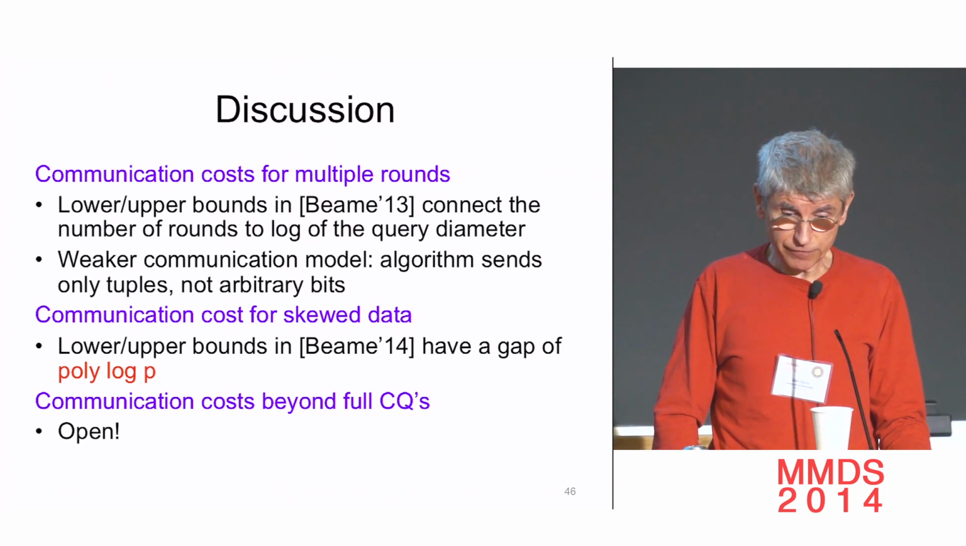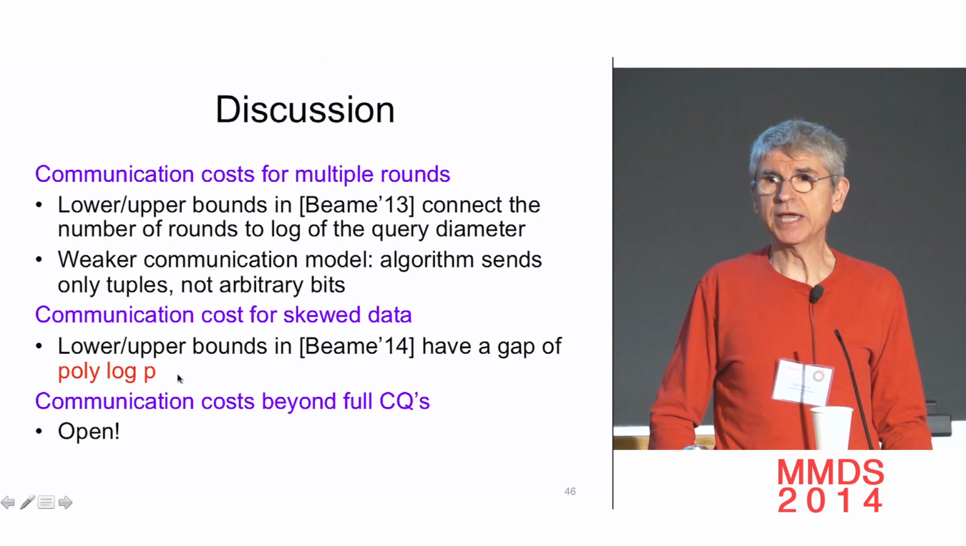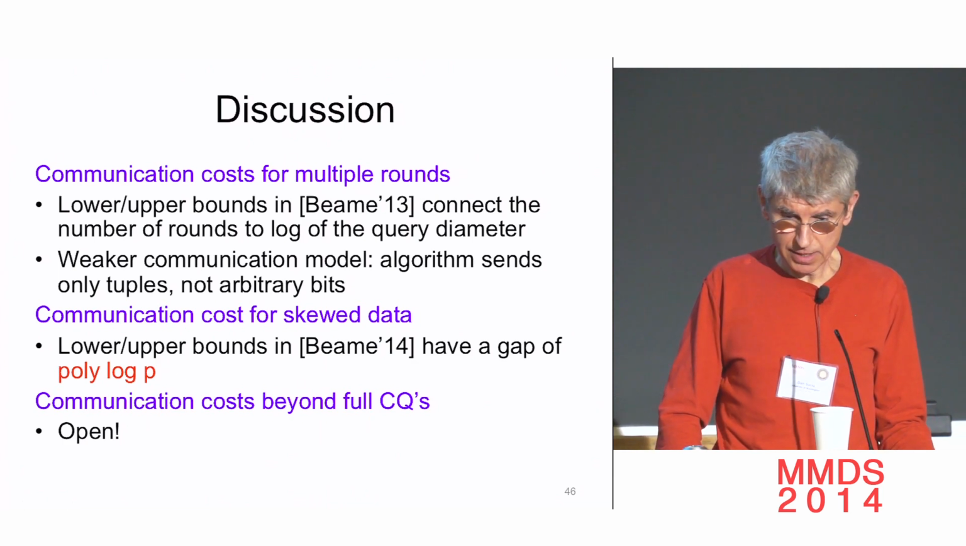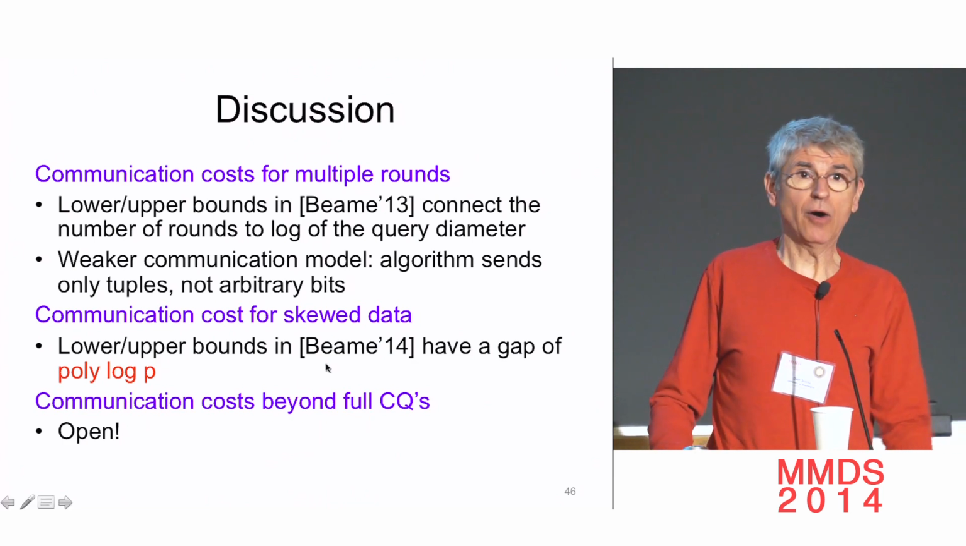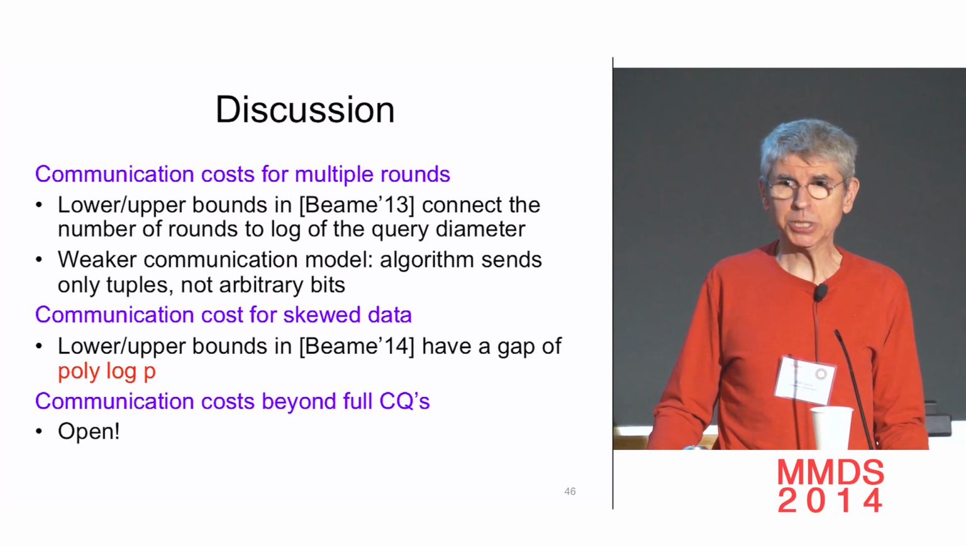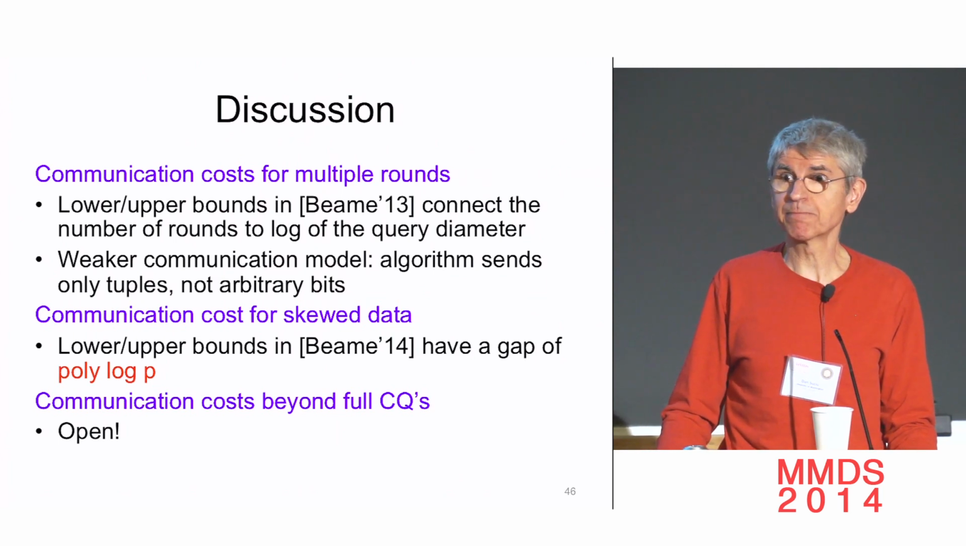The second kind of extension that we also barely addressed is how do you deal with skewed data? And that's something that's coming up in a paper in PODS next week. And finally, how do we analyze the communication cost for queries beyond conjunctive queries, like matrix operations and machine learning? And that's wide open.